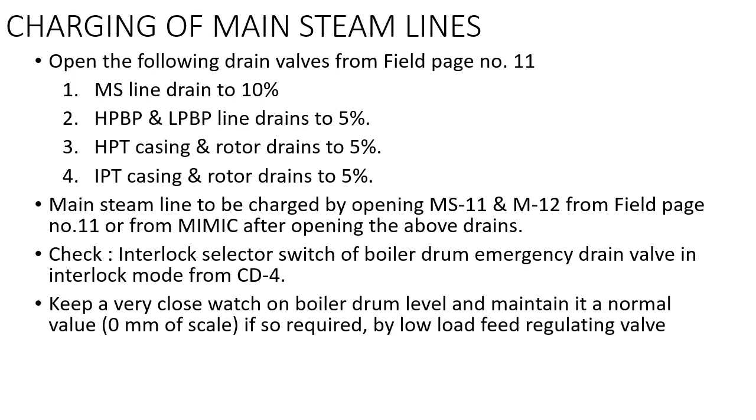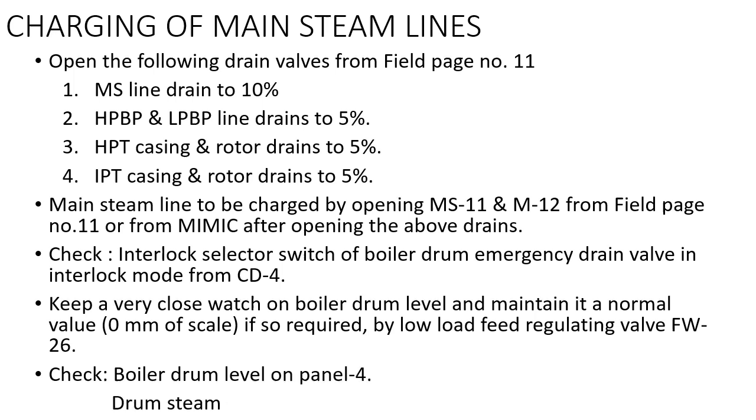selector switch on boiler drum emergency drain, which opens when the level reaches more than 100 mm in the boiler drum. That valve will open automatically, so you have to check that and keep a very close watch on the boiler drum level and maintain it to a normal value of 0, if so required, by low load frequency regulating valve FW26. Check the boiler drum level on panel 4 or on the mimic also. You can check it on the mimic.